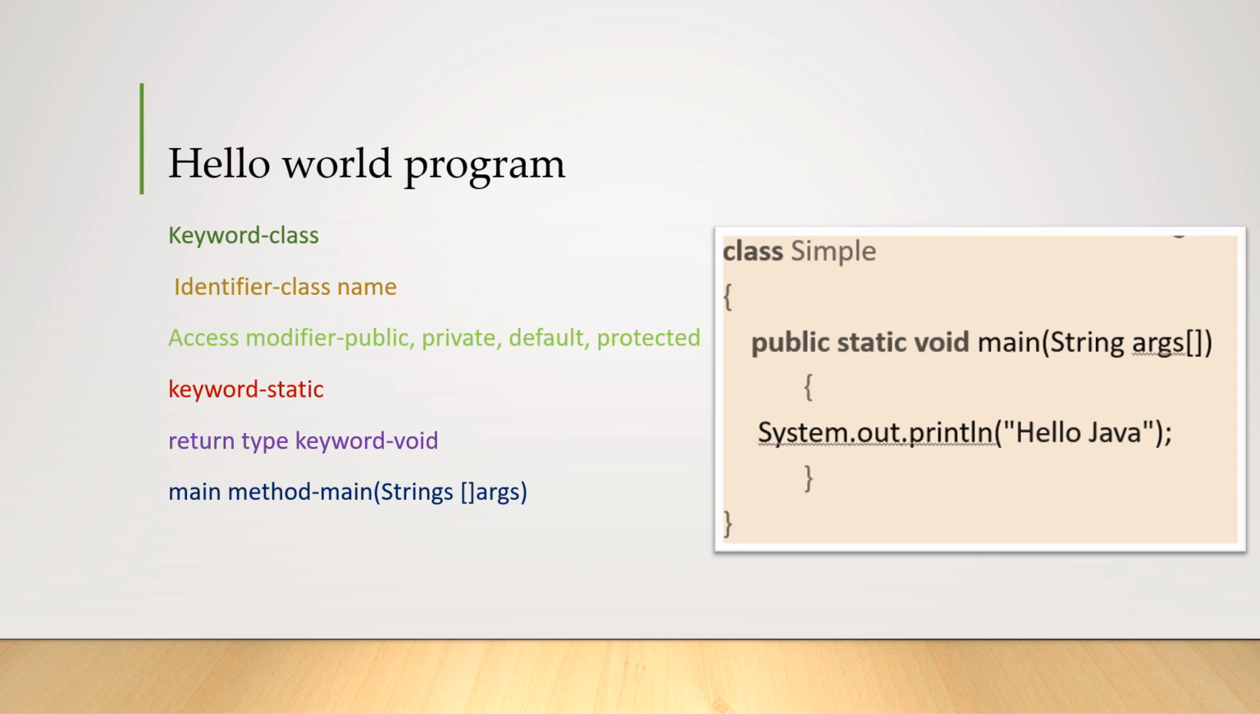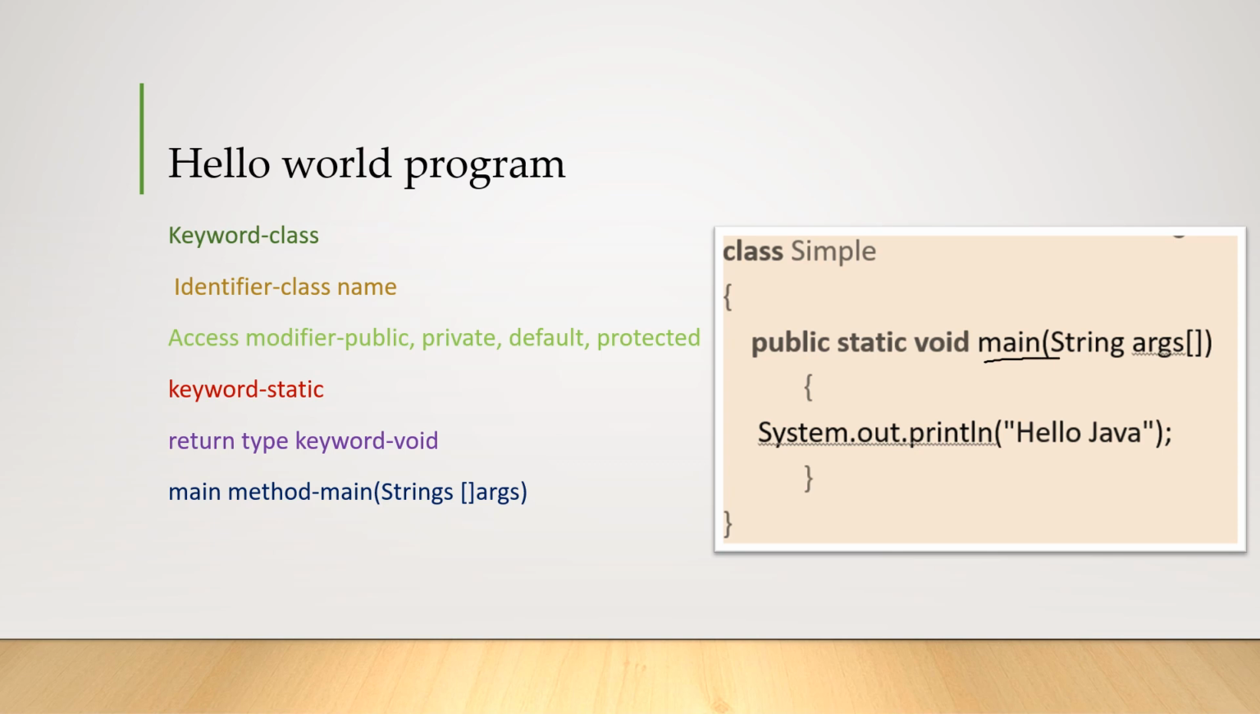So public means access modifier, static means keyword, and void means return type keyword. It won't give any return value. And as I said, main is the main method. In this method, string args.